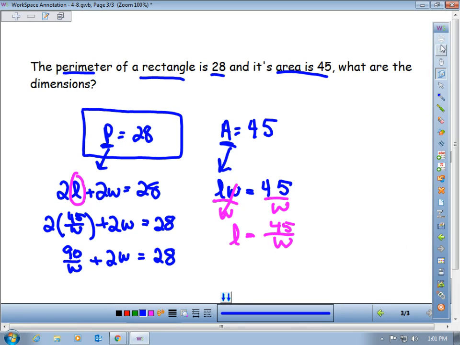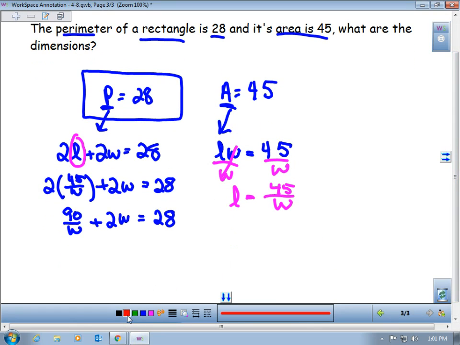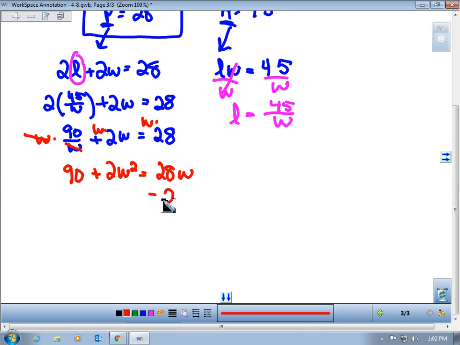Well, let's get rid of this fraction, guys. We don't like fractions. I don't like them a whole lot more than you do. So let's multiply everything by W, which is that denominator. So the W's cancel out here. You're left with 90. This is 2W squared, and this is 28W when you multiply everything by W to get rid of that fraction. Now I've got an equation that looks like something I've done before. So I'm going to get this set equal to 0.